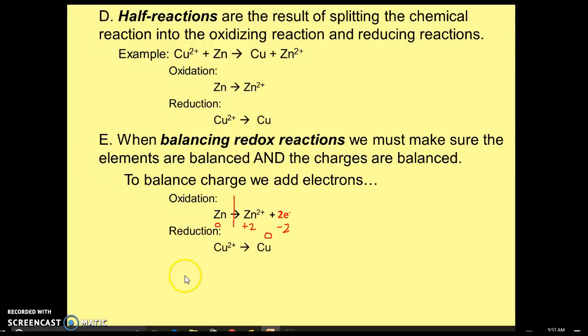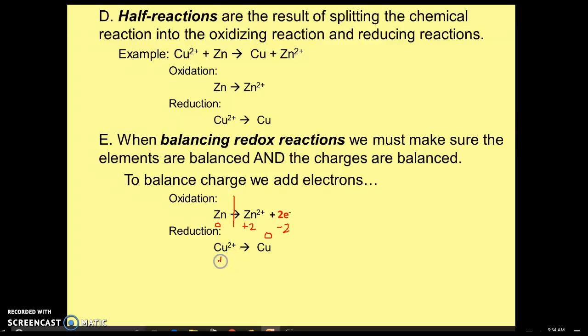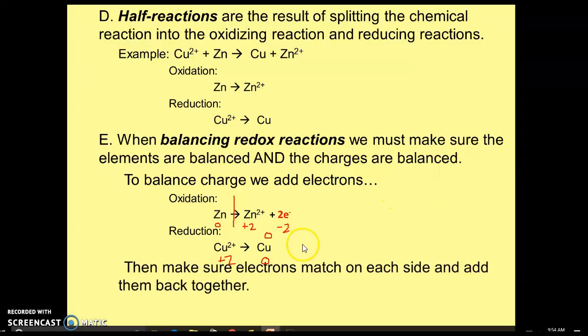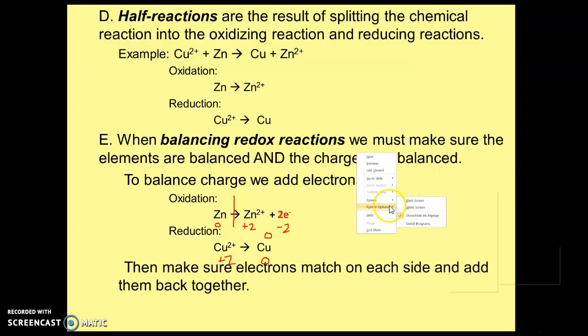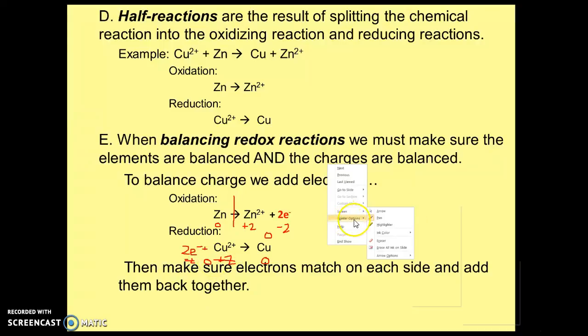Okay, so let's look at the reduction reaction. Here we start with +2 for our oxidation number on copper, and we have 0 over here. So what do we have to add to the other side? We need 2 more negative charges. So we have to add 2 electrons to this side in order to balance it out. Then we have a -2 charge, and they're going to equal 0 overall. They're going to cancel each other out.